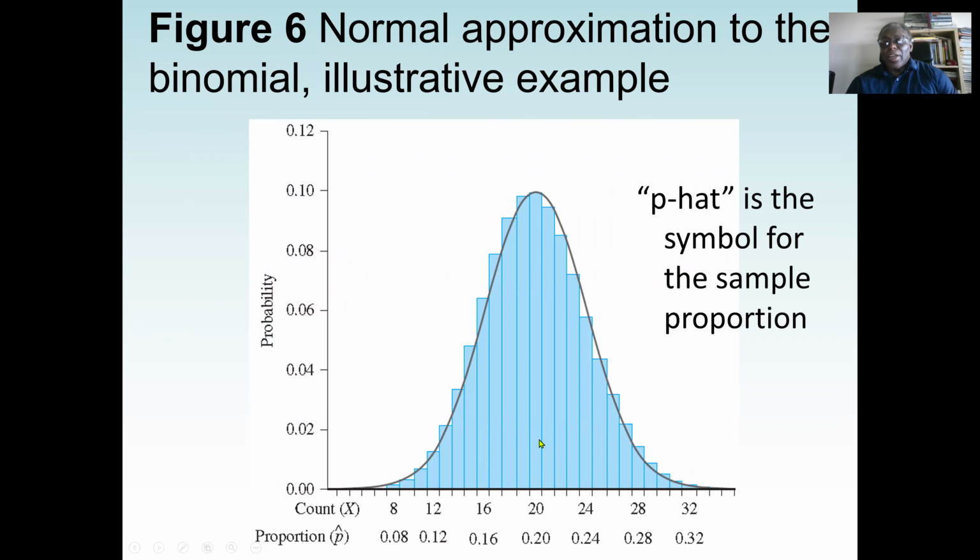So let's see an example here, a normal approximation to the binomial example. Here we can see that we have some count from 8 to 32, and it's actually a normal distribution. And we have some probability values from 0.00 to 0.12.